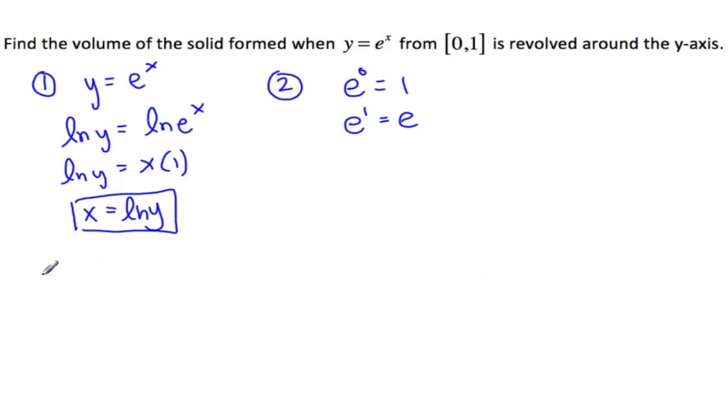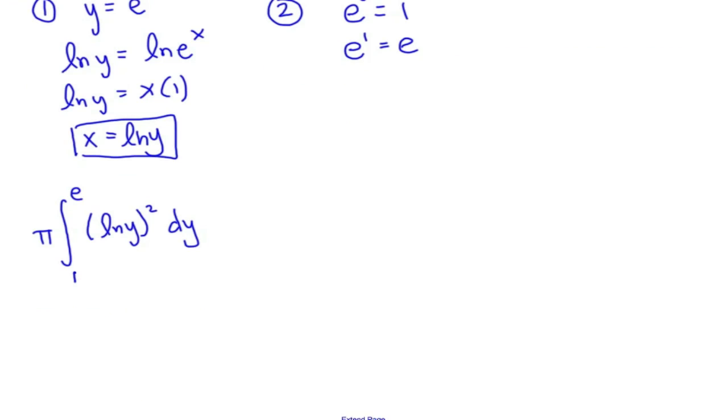Alright, so now our integral is going to be pi r squared. So pi from 1 to e of r squared, our radius squared. So that's (ln y) squared dy. Alright, to do this, you're going to need integration by parts.